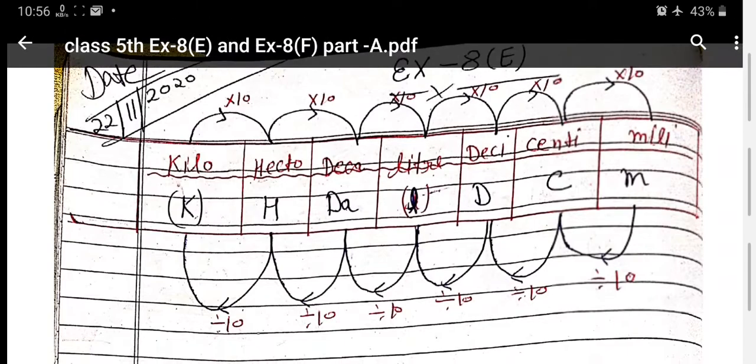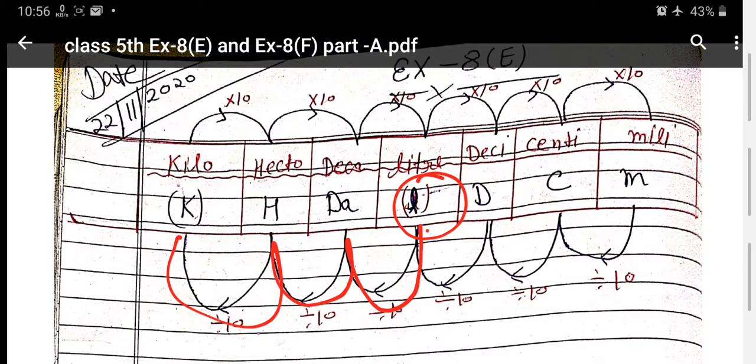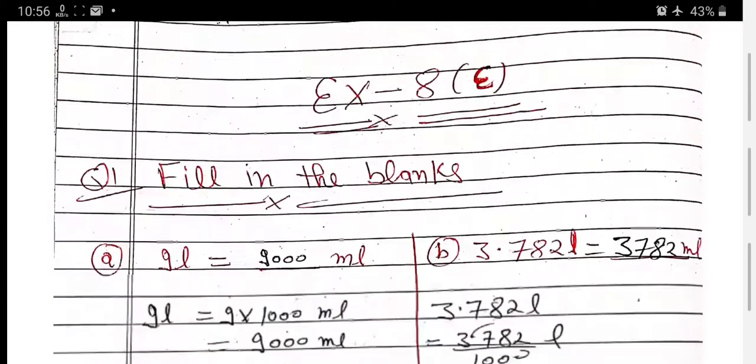Now just look at the table. Liter is here and you have to move to kiloliter. How many steps do you have to move? One step, two step, three step. So when you move this side, you have to divide. So you have to divide by 3 times, and 3 times means 1000.